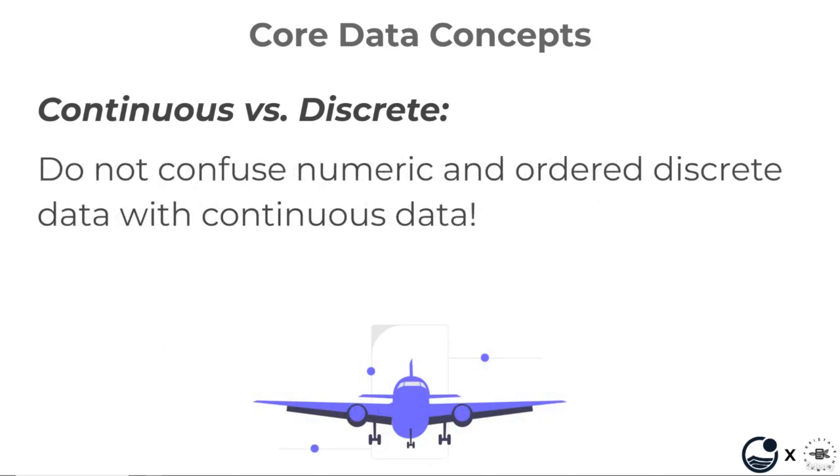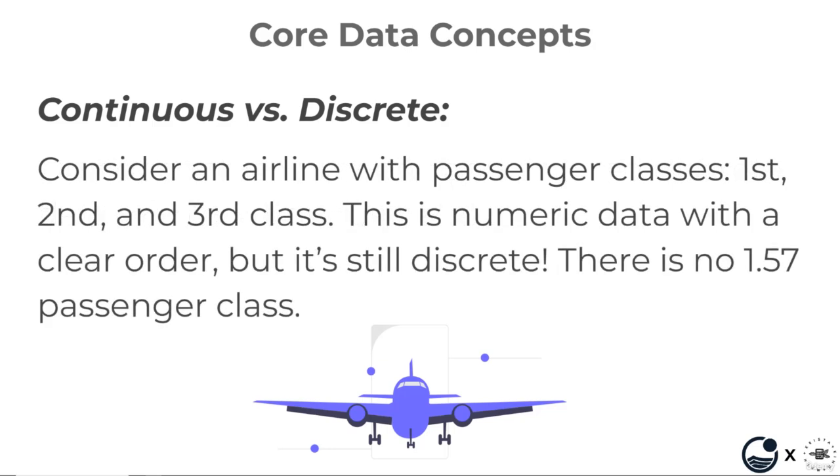And also, don't confuse numeric and ordered discrete data with continuous data. Let me talk about an example here to clarify what I mean. Let's consider an airline with passenger classes. There's a first class, a second class, and a third class. Now, this is technically numeric data. We could say it's 1, 2, and 3, in the same way there's 1, 2, 3, 4, 5, 6 on a dice roll. However, there also is an order to this. So second class is technically in between first and third class.